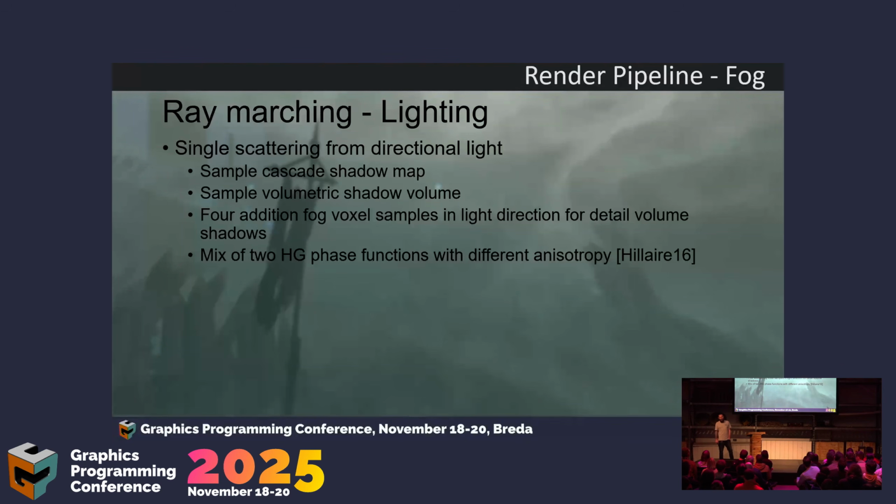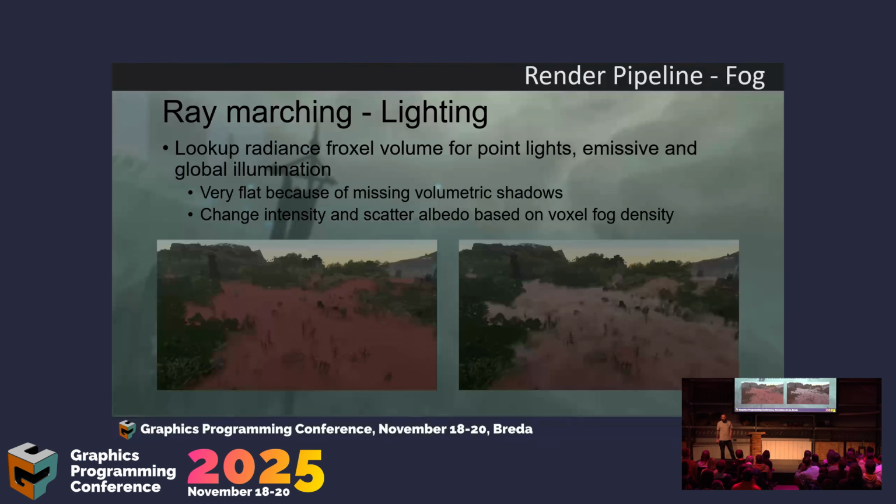For the primary directional light, we sample cascade and volumetric shadow maps, or the volumetric shadow volume. To add high frequency volumetric shadows, we take 4 extra voxel fog samples in the light direction for the primary directional light. We mix 2 HG phase functions, where HG stands for Henyey-Greenstein, with different anisotropy to get a better combination of forward and backscattering, which is a very common trick in volume rendering. And for the remaining lighting, we sample the radiance froxel texture generated in the populate step.